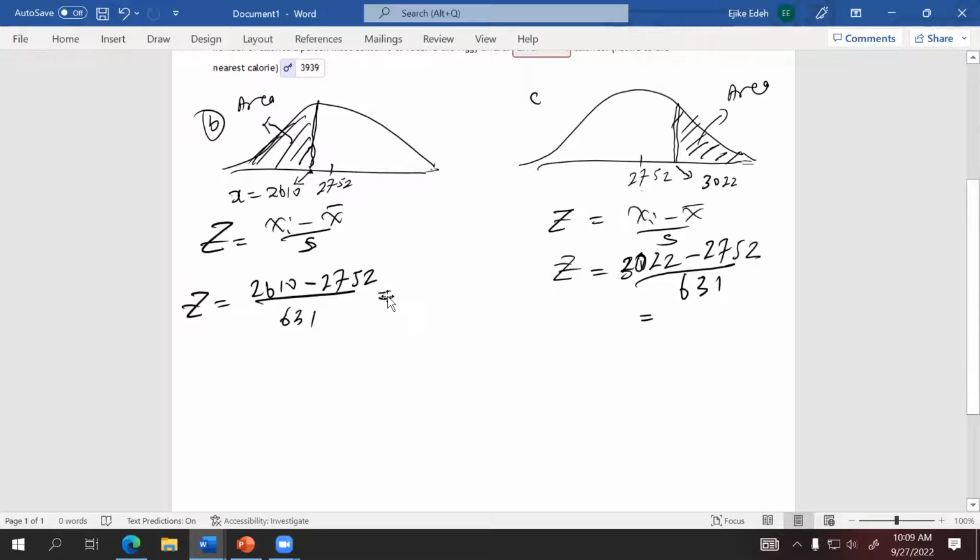What do you have? Negative 0.23. For this one, negative 0.23, okay? Anybody getting this? So this is negative 0.23, right? Anybody getting the value for C? 0.43, thank you.